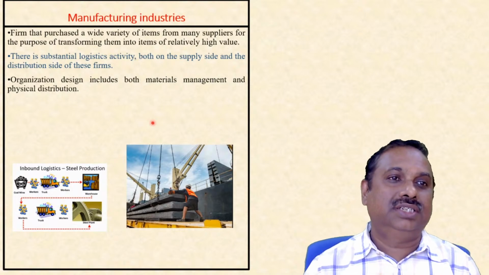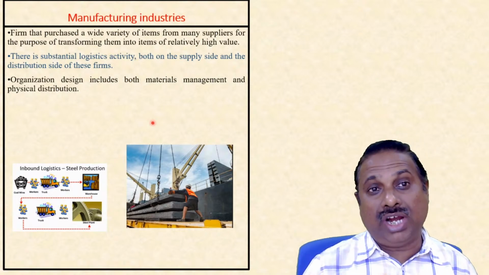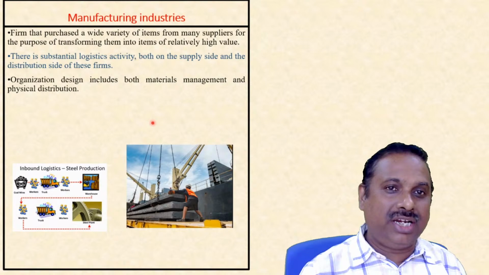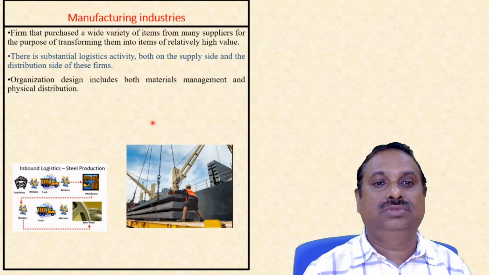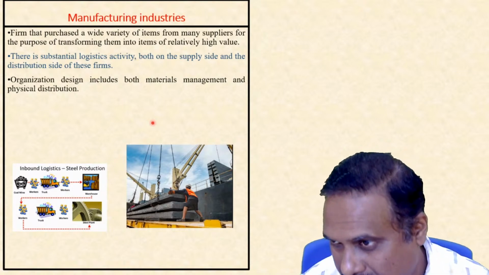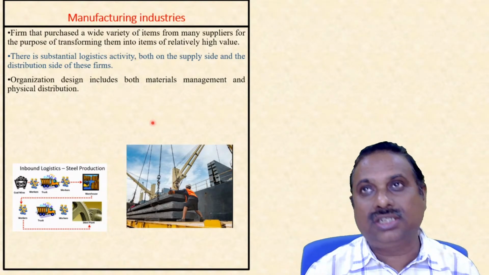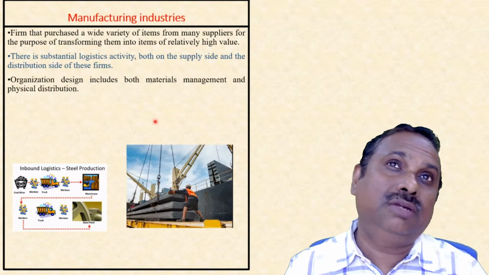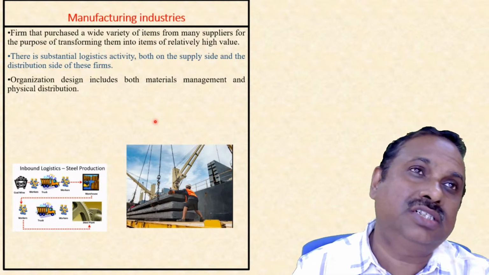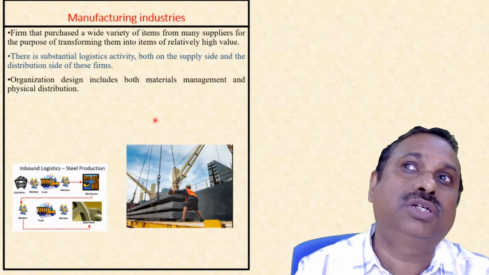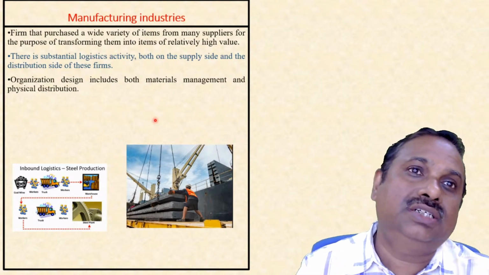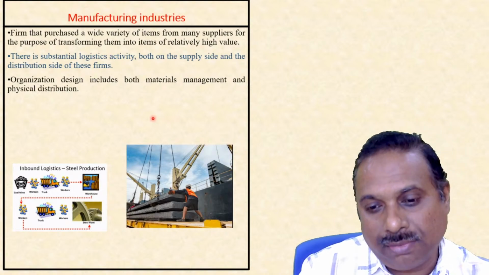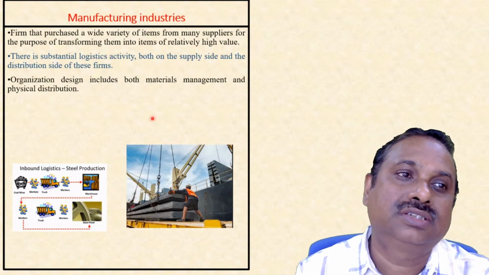Then we have the manufacturing industry. These are firms that purchase a wide variety of items from many suppliers for the purpose of transforming them into items of relatively high value. Again, take the example of NALCO, National Aluminium Company. What is the finished product? The finished product is aluminium. What are the inputs? One is bauxite. Bauxite they get from Damanjodi, 450 kilometers away. Then for energy, for the thermal power plant, they need coal. So they buy coal from nearby areas, Talcher and all.